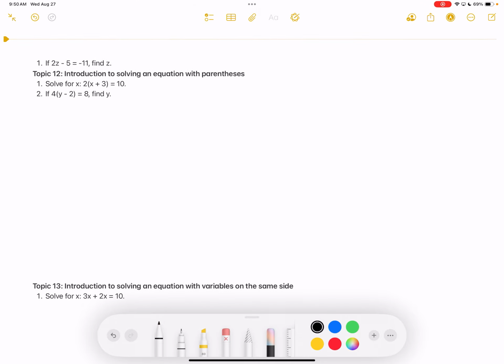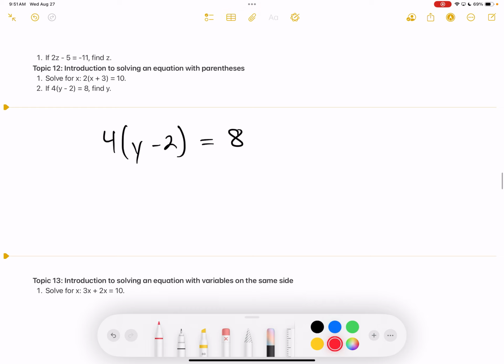All right, getting into some distributive. So what you want to do is you always want to simplify everything on the left side, simplify everything on the right side till you can't do any more, then start moving stuff across the equal sign. So on this one, this is a distributive property. So I'm going to take this 4 times everything inside here. I do 4y minus 8 equals 8.